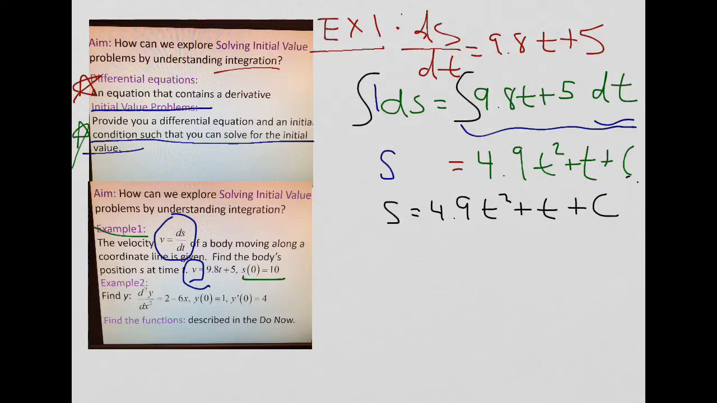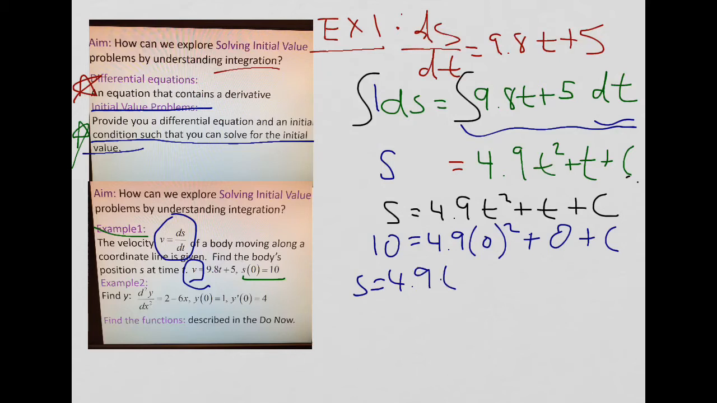Okay, so at this point, you will notice that you did find the body's position s at time t. It's a function of t. But we need to still find out c. So that's where your initial condition comes in. We're going to replace the s with 10 and the t with 0. And we solve for c. Obviously, c is 10 in this case, so that is our position function. s equals 4.9 t squared plus t plus 10. Oops, I forgot to write in there. We solve for c to be 10. Oops, make sure that's in there. And we're done.